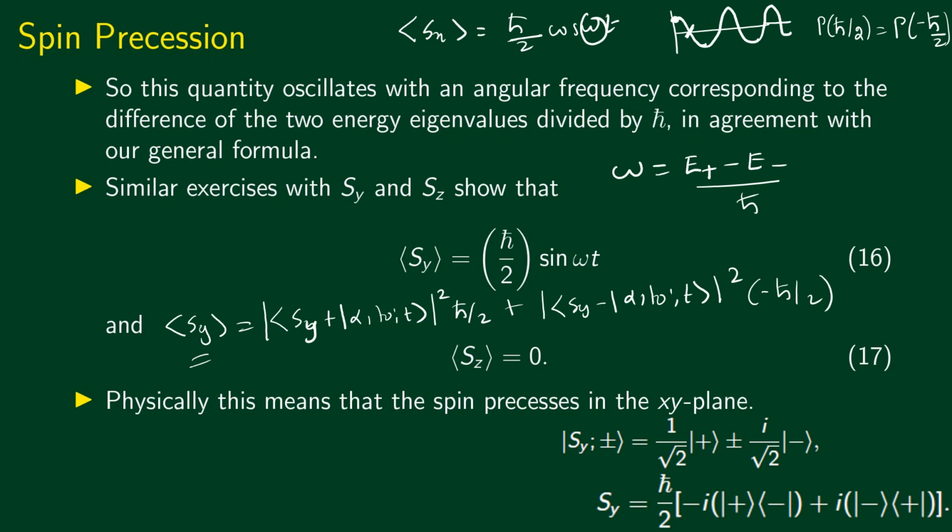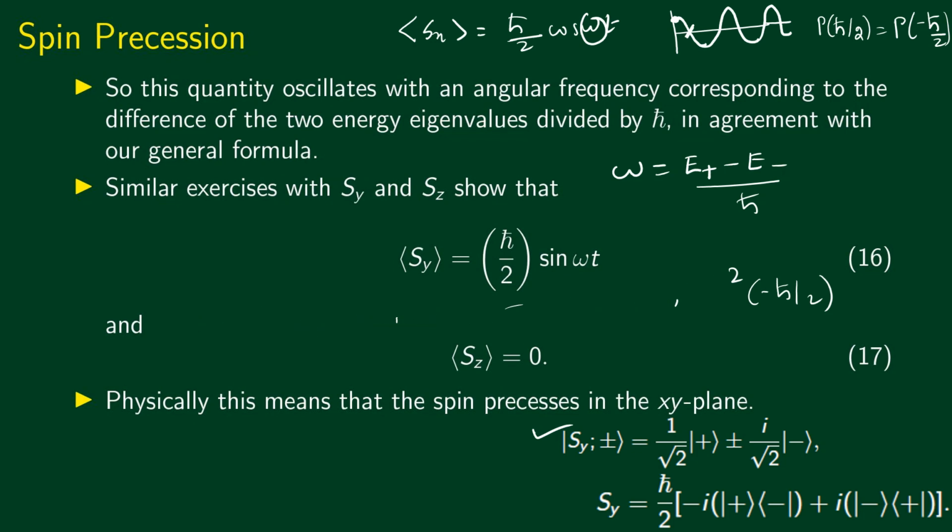And you can use this expression, ket Sy plus or minus is given by 1 by root 2 ket plus, plus or minus i by root 2 ket minus. This is something again that we saw in the first chapter. You can use this expression to calculate and find the expectation value of Sy. Again, I leave the details of the calculation as an exercise. You can check and show that the expectation value of Sy is indeed h bar by 2 sine omega t. So we see that both the expectation values of Sx and Sy change in time.